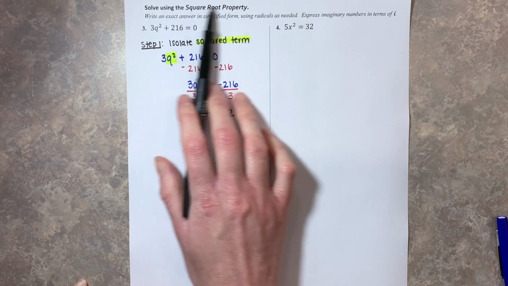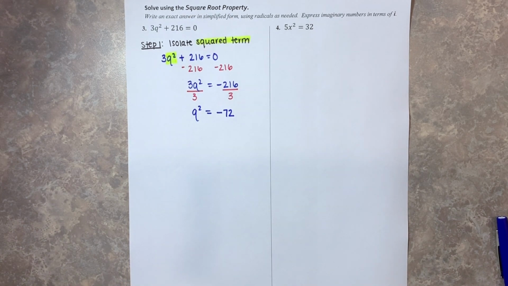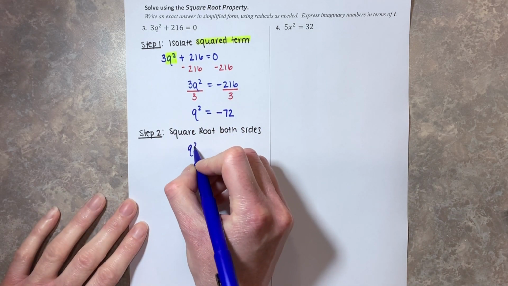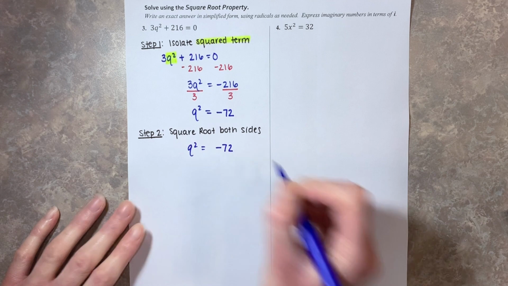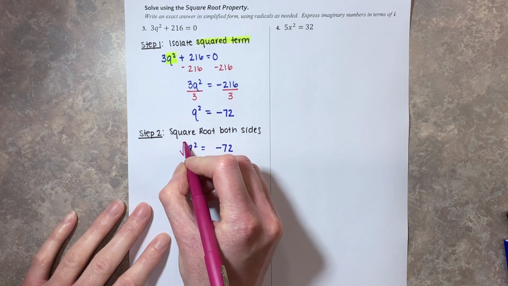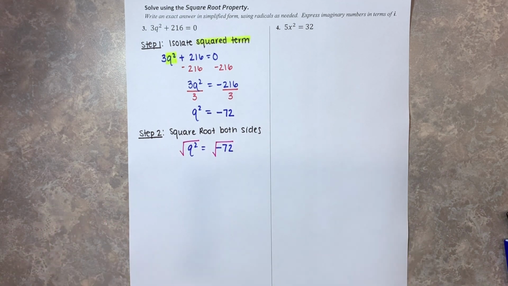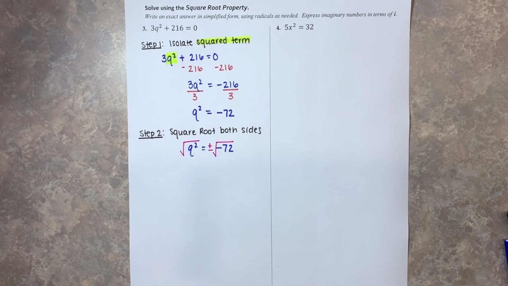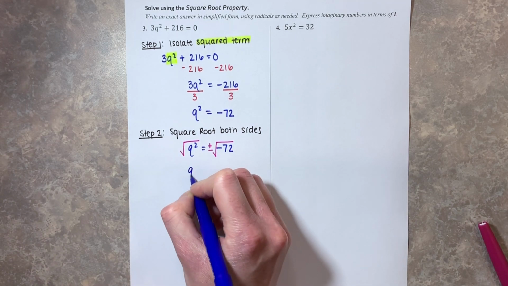Next step when we're using the square root property is we need to take the square root of both sides. So if we start where we left off, q squared is equal to negative 72. We'll take the square root of the left side and the square root of the right side, and anytime you take the square root of both sides of an equation, don't forget to add the plus or minus to account for the positive and the negative solution. Now let's see, the square root of q squared just gives us q.